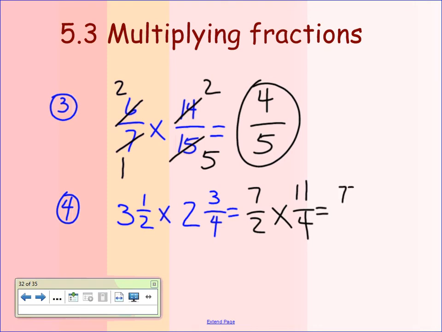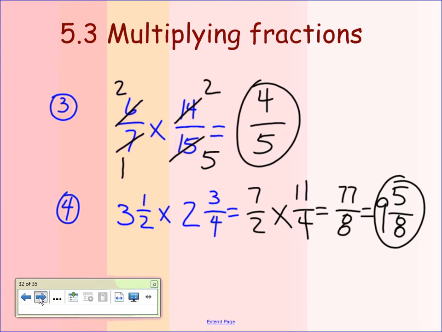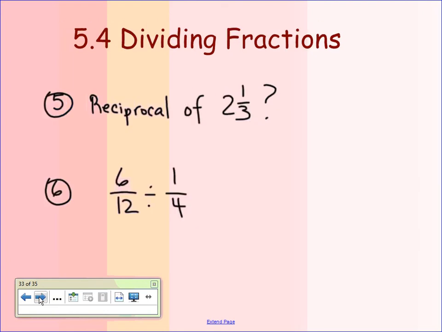7 times 11, 77, and 2 times 4 is 8. Now I have to do my reducing. I want to put that into a mixed number, so I would get what? 8 goes into 77 9 times. 9 times 8, 72. I have 5 left over. 9 5/8. Well, my estimate was a little off. I thought around 7. Definitely bigger than that. Final answer, 9 5/8. All right, lastly, students, we're going to take a quick look at dividing fractions.